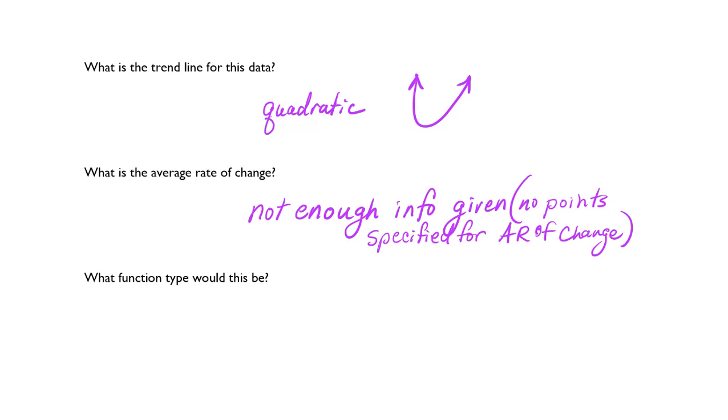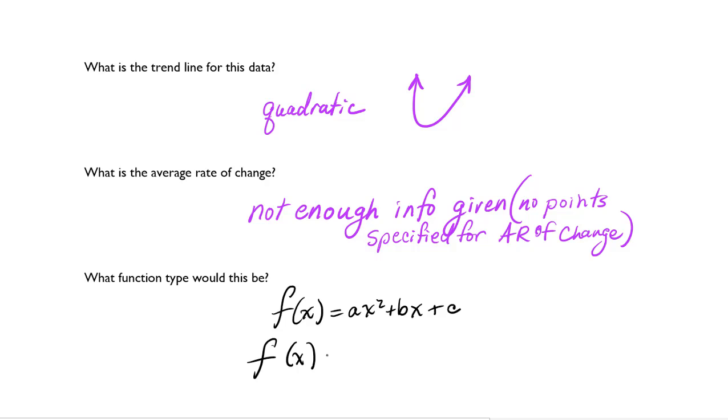And what function type would this be? Well, it would be quadratic. It would have the form f of x equals ax squared plus bx plus c. And if you took the function we found, f of x equals 80 times (x minus 1.25) times (x plus 1.25), and you multiplied it all together, you would get a function in the quadratic form, in standard form, and you'd be done.